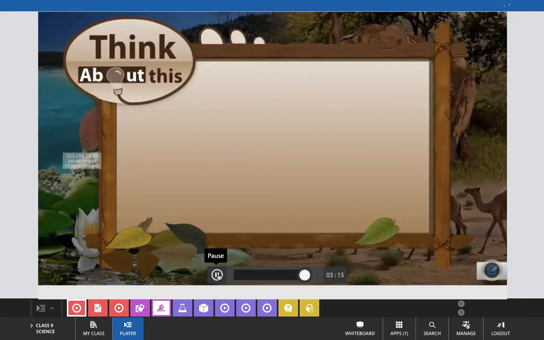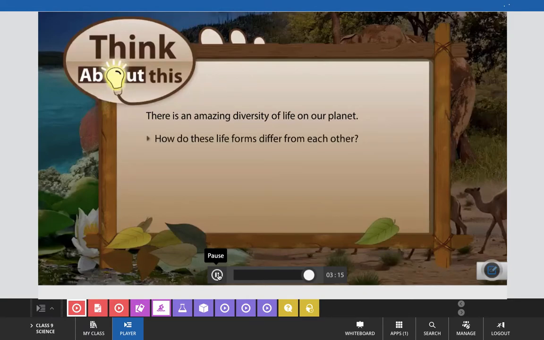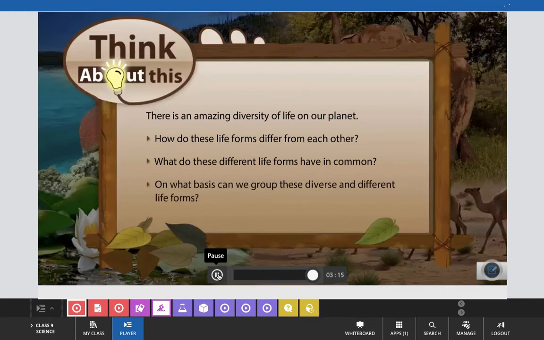We've just had a glimpse of the immense diversity of life on our planet. Now, think about these questions. How do these life forms differ from each other? What do these different life forms have in common? On what basis can we group these diverse and different life forms?